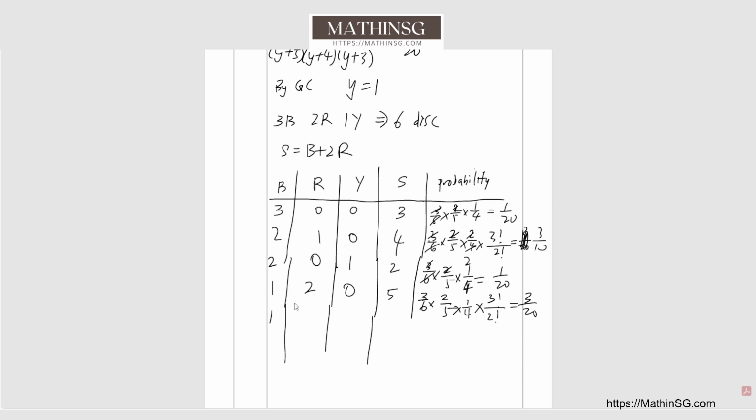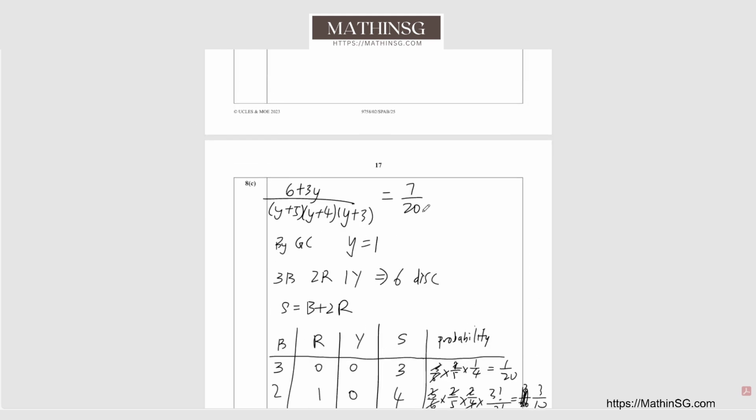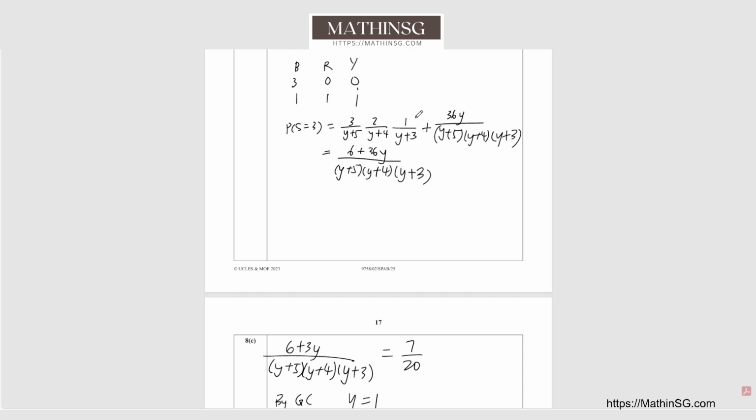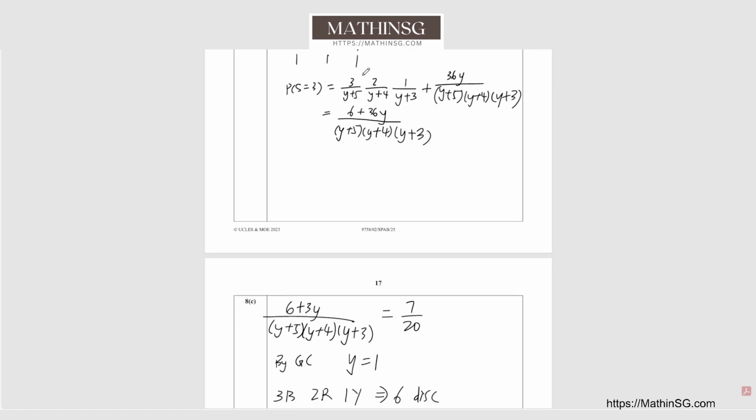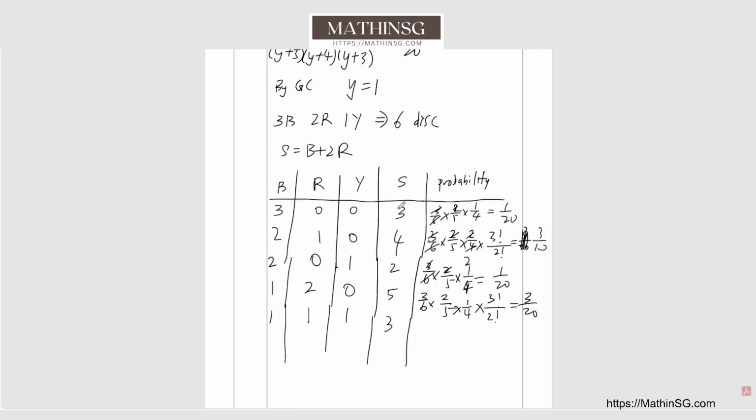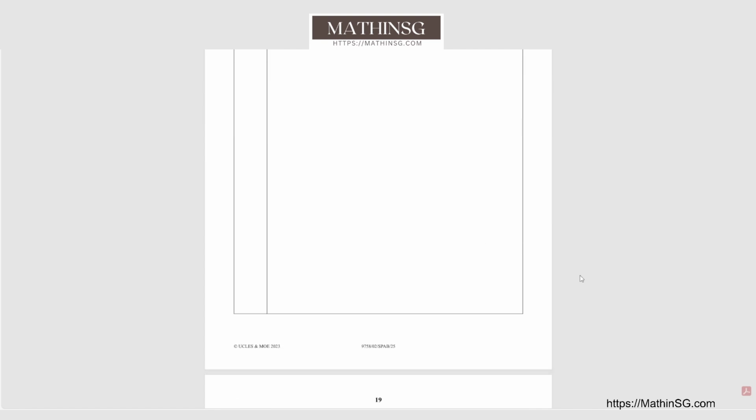Next, if I want 1 blue again, I can have 0 red, but I cannot have 2 yellow because there's only 1 yellow, so I cannot have 0 red. I must have at least 1 red because I will at most have 1 yellow, right? So 1 blue, 1 red, 1 yellow, and the total score is 3.